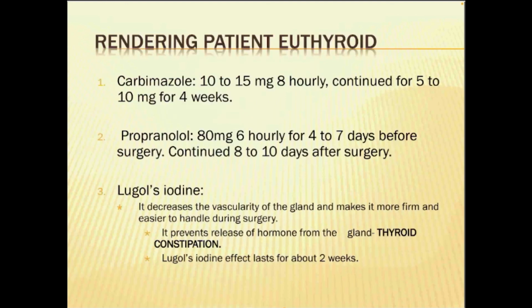So how to render a patient euthyroid? As I said already, we cannot operate on a patient with hyperthyroidism. So we should go for carbimazole 10 to 15 milligram 8 hourly for at least 4 weeks, and propranolol 80 milligram 6 hourly for 1 week. This propranolol should be continued even after the surgery.